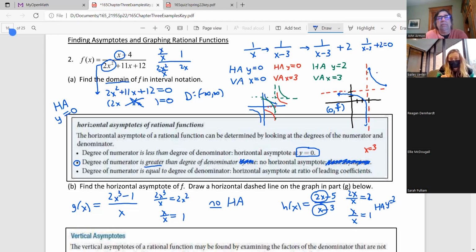So largest power in the denominator, automatically 0. Largest power in the numerator, no horizontal. Highest power of x the same, do the quotient. So do 2x divided by x, and that tells you what the horizontal asymptote is.